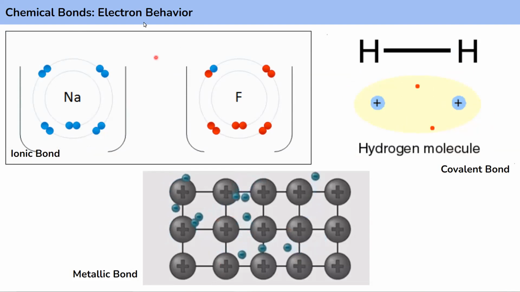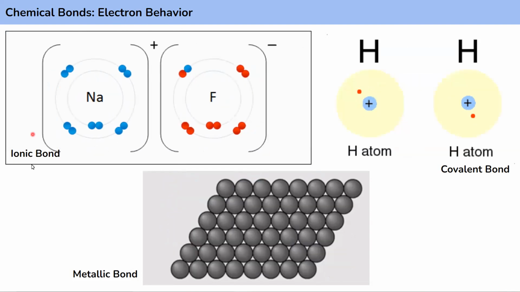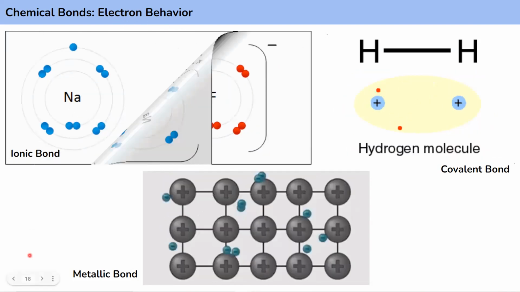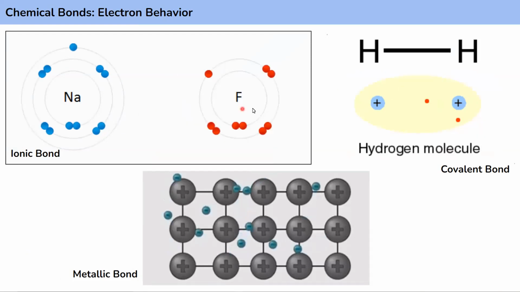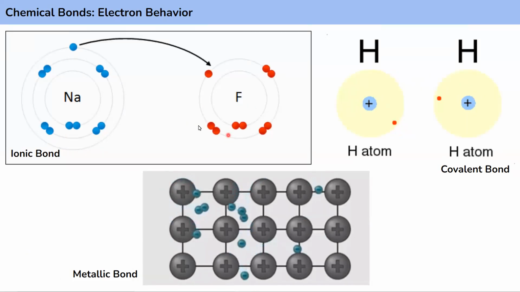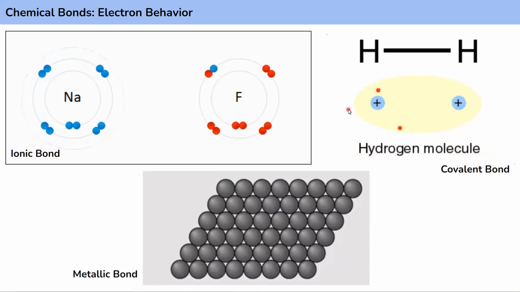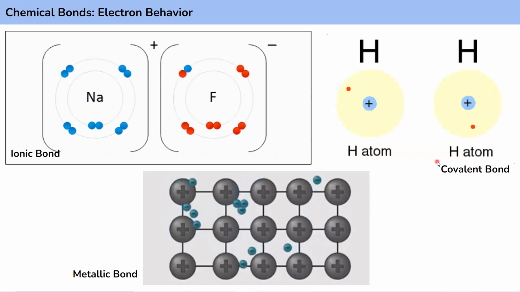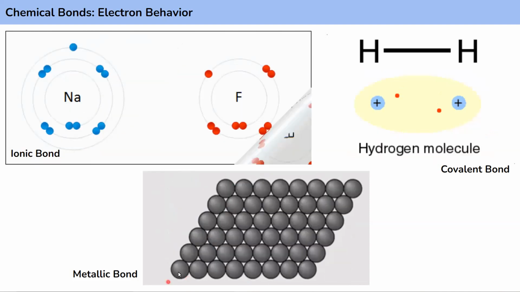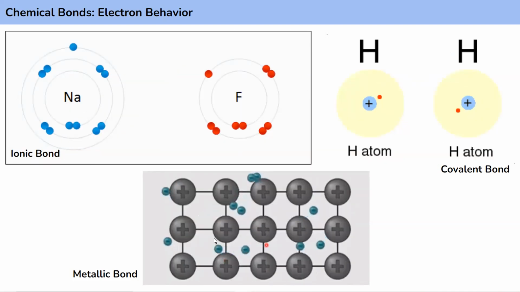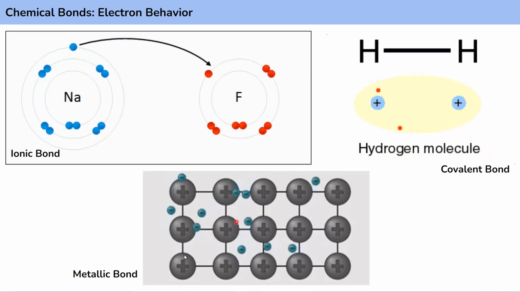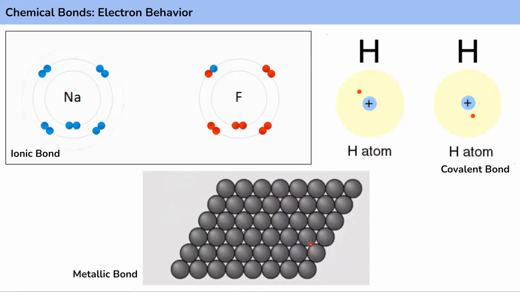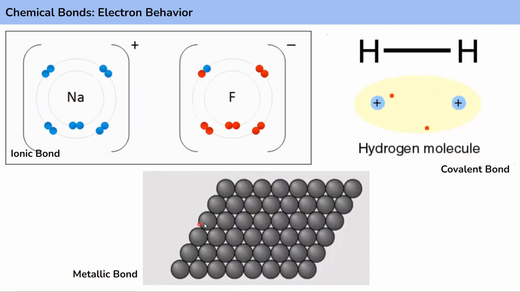So again, to summarize the electron behavior between ionic, covalent, and metallic bonds, the electrons are transferred from the metal to the nonmetal in ionic bonds. The electrons are shared between two nonmetals in a covalent bond. And the electrons become delocalized into a sea of electrons, which are free to float around amongst any of the metallic nuclei in a metallic substance.